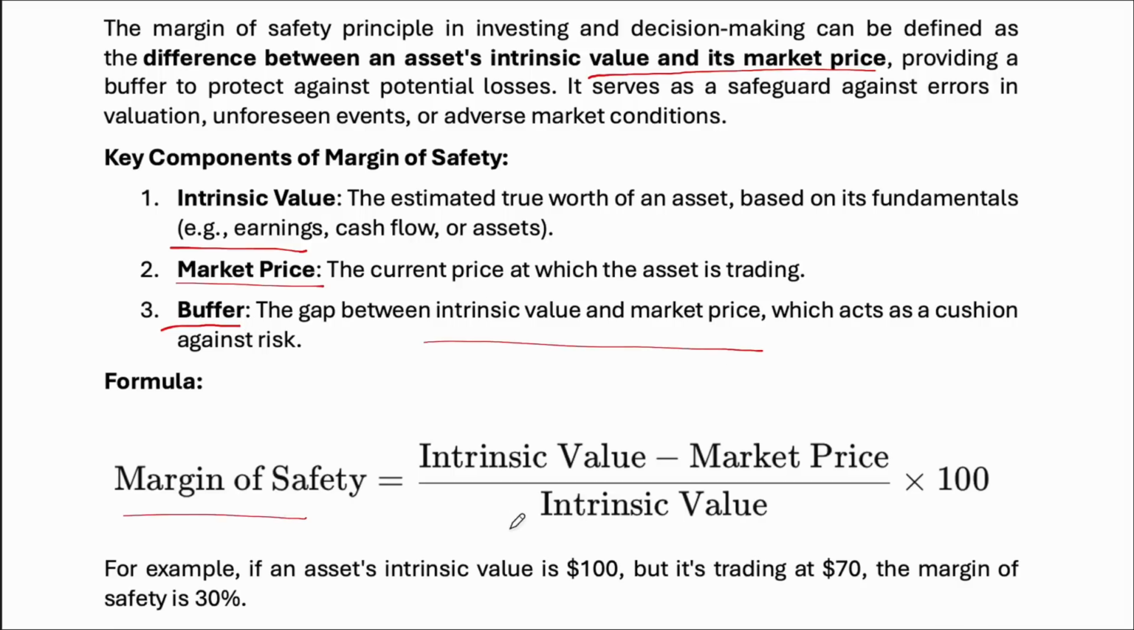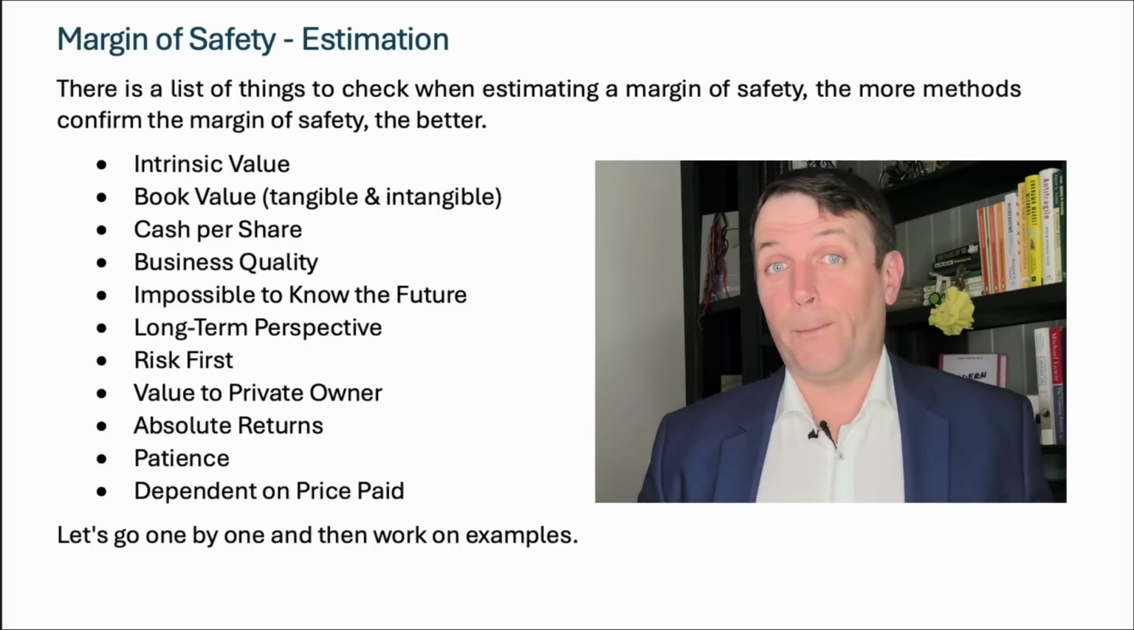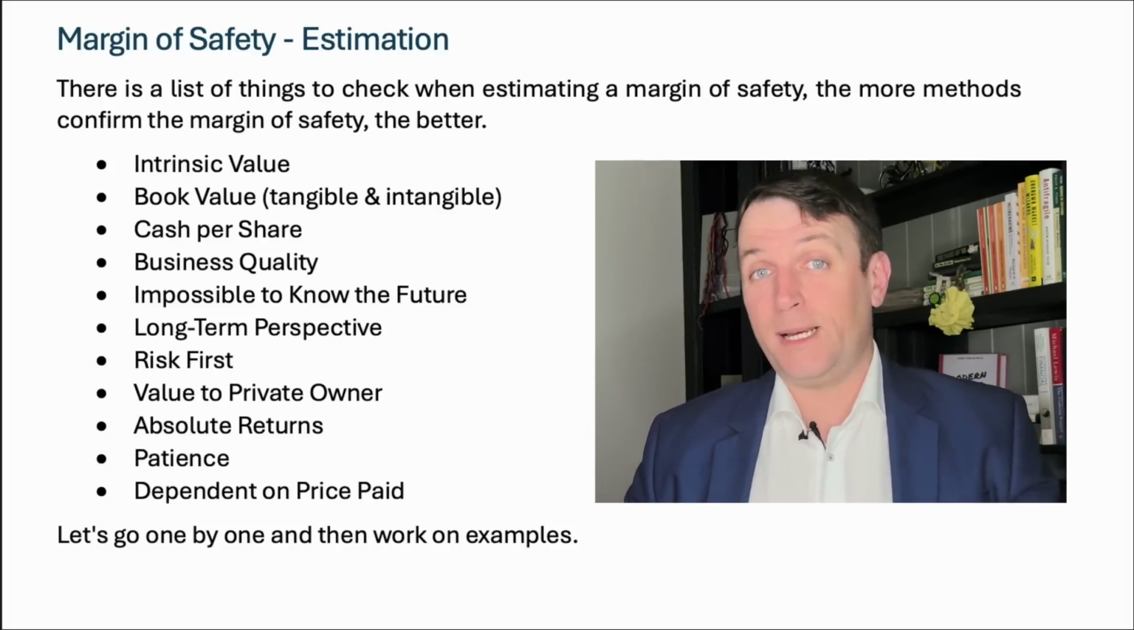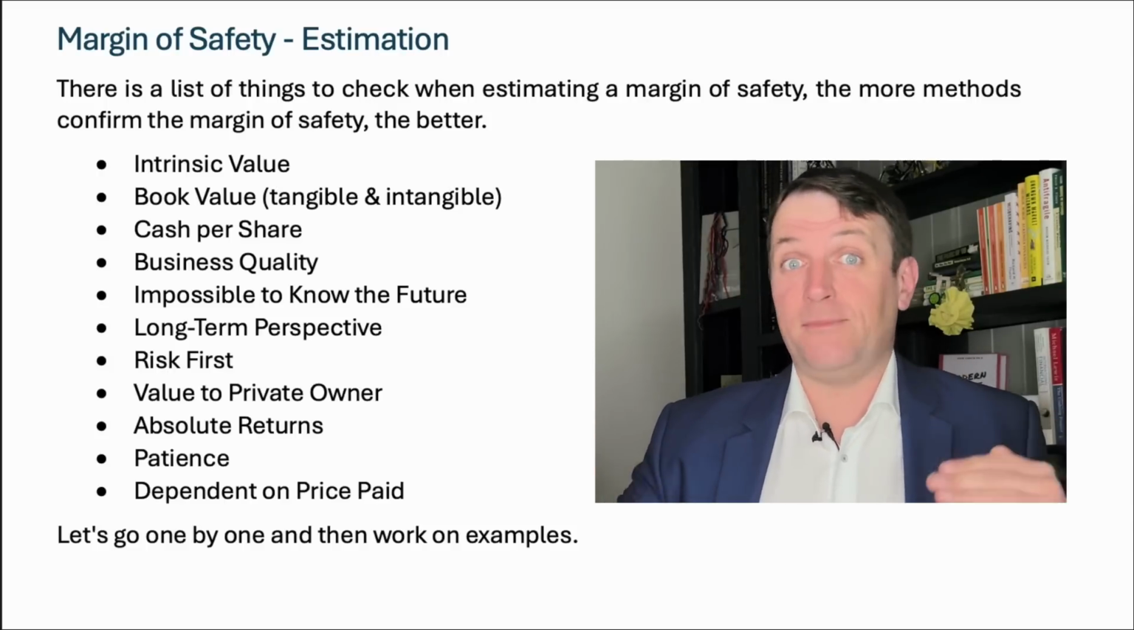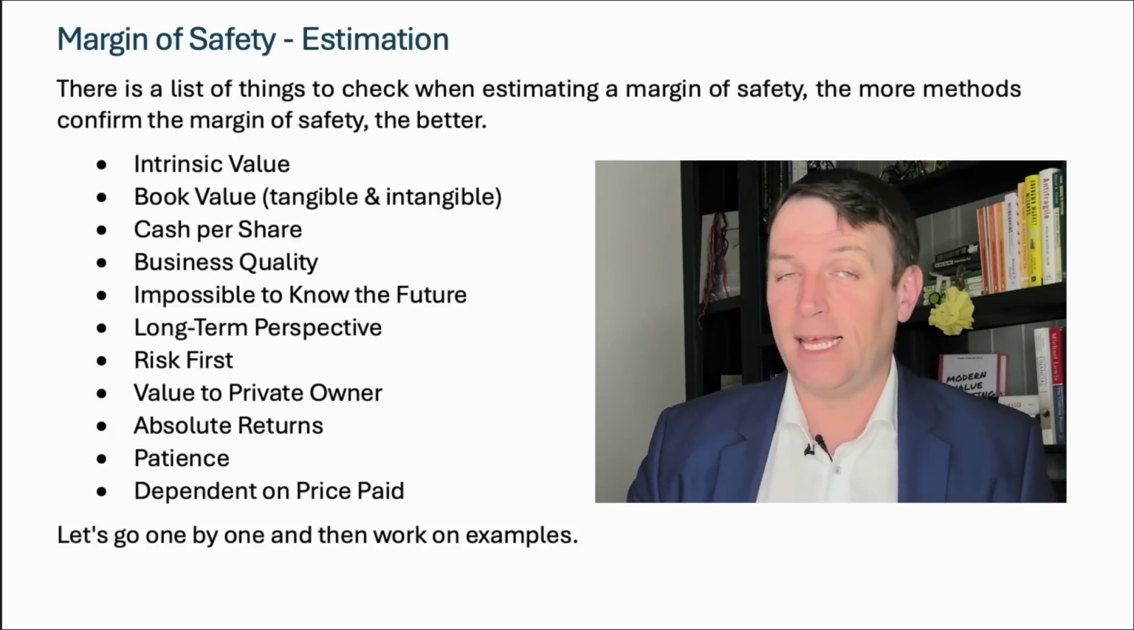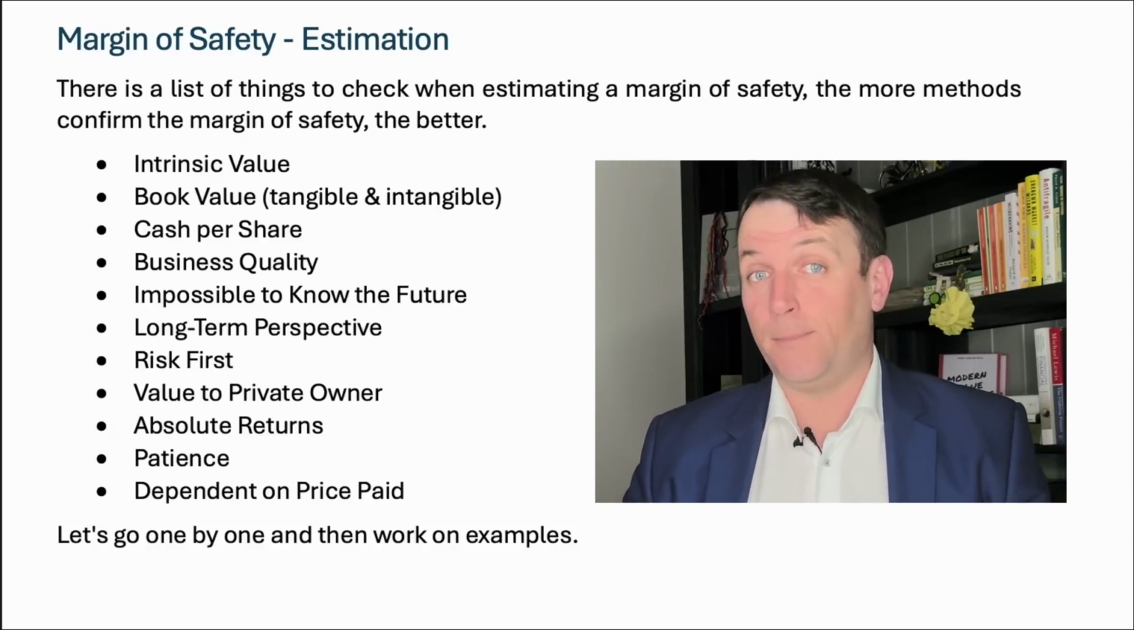Here you have the formula. Intrinsic value minus market price divided by intrinsic value, and you get the percentage of margin of safety. If an asset's intrinsic value is 100, trading at 70, the margin of safety is then 30%. Let's discuss each of these components to see how to best estimate a margin of safety. All businesses are different, so some things are more important, some less important, depending on the business. Let's start.